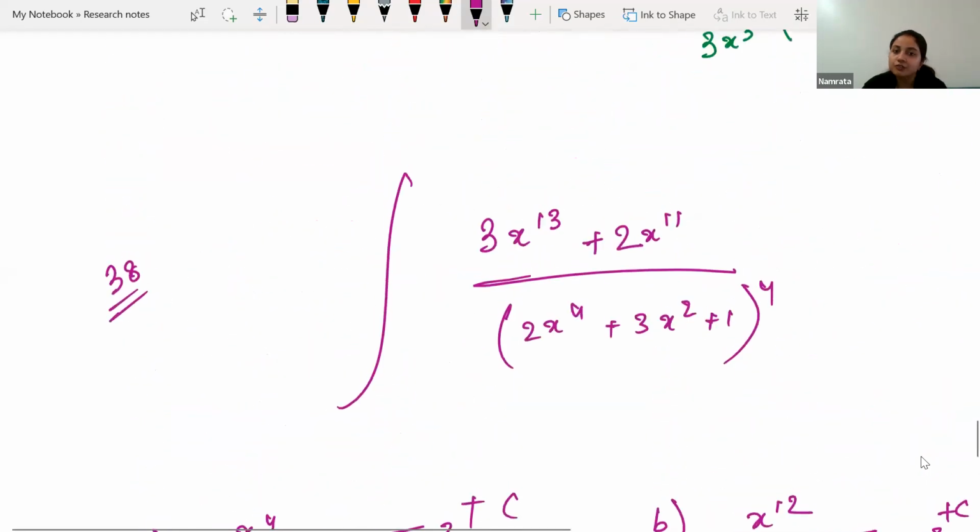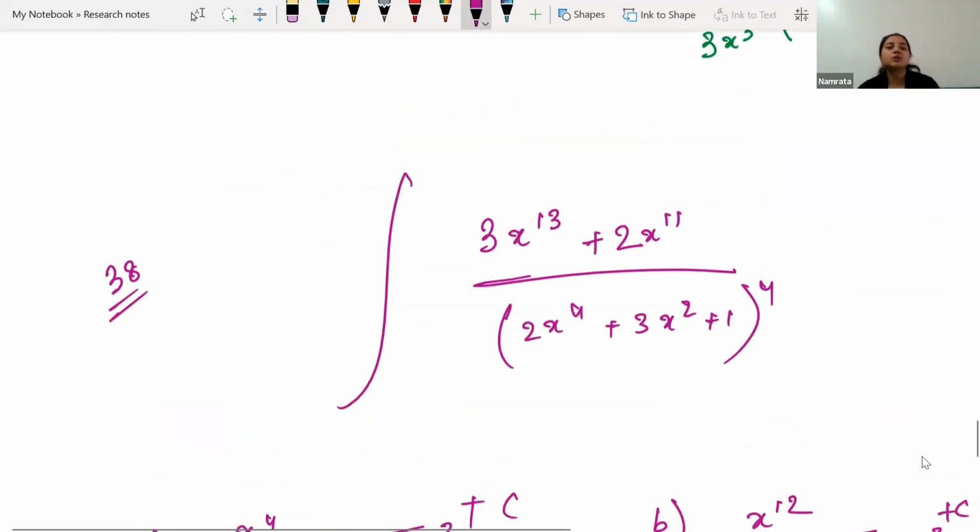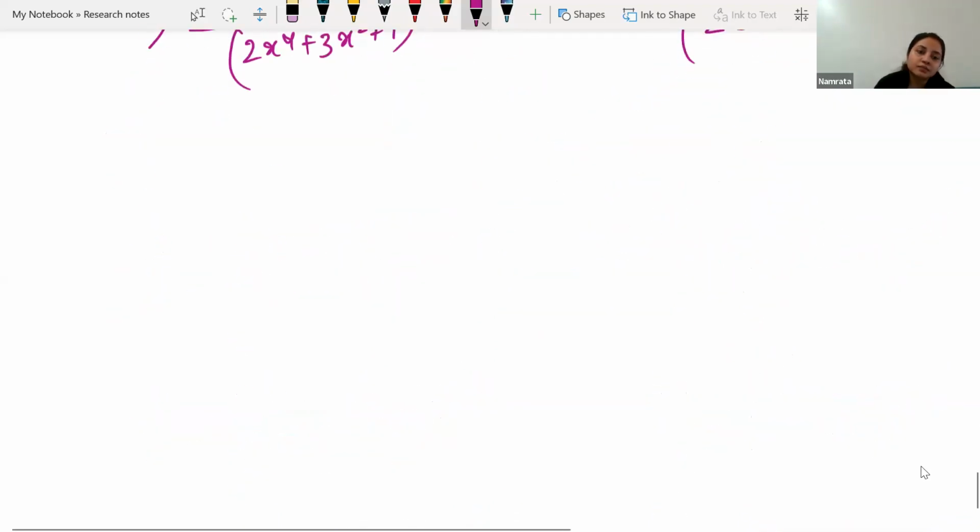Here we just have to do the integration and check which option is the correct one. We don't have to find a value, or f of x value, or maybe m value. Nothing is given over here. So let's do the integration. We have 3x to the power 13 plus 2x to the power 11, and in the denominator again we have this power. We will try to do the factorization, but is that possible over here? No. So what can be done?